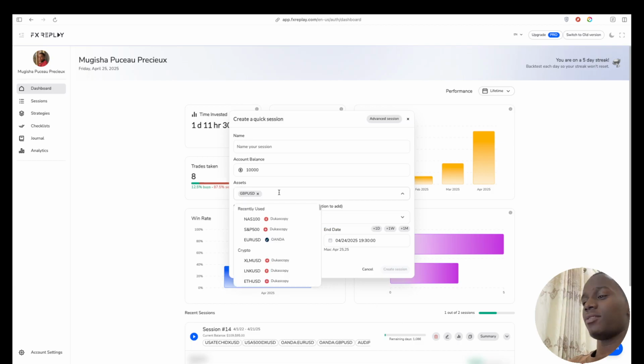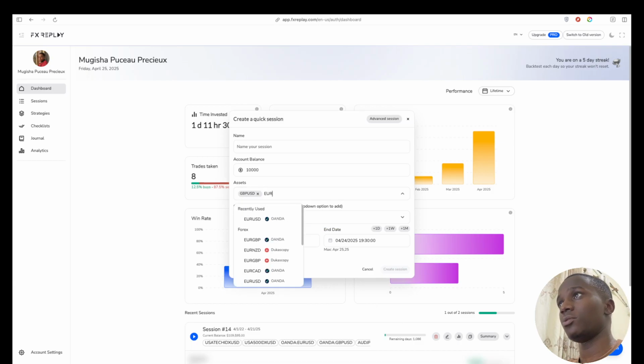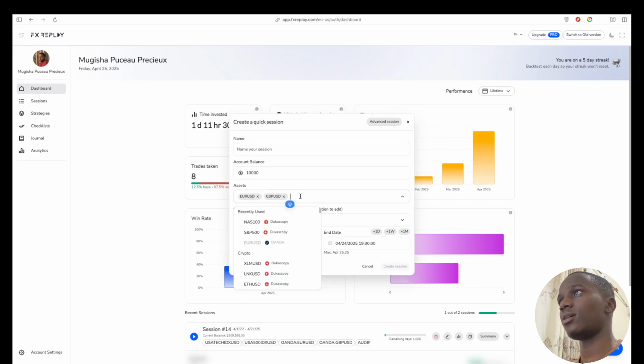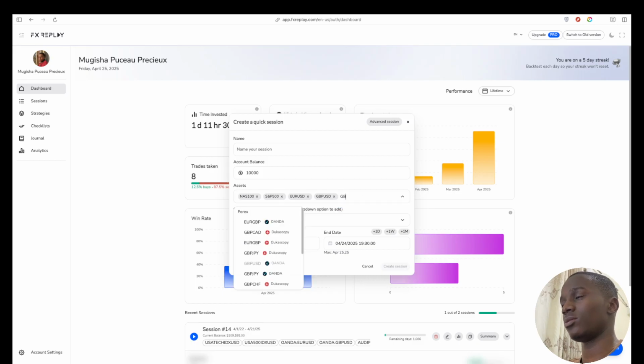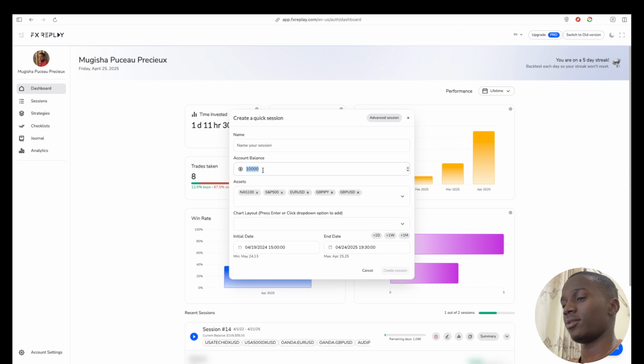And let me add some other assets. Say trade Euro USD. I'll add NAS, S&P 500. I think this is all. Well, also the GBP JPY. And I'll put a balance of 100k.